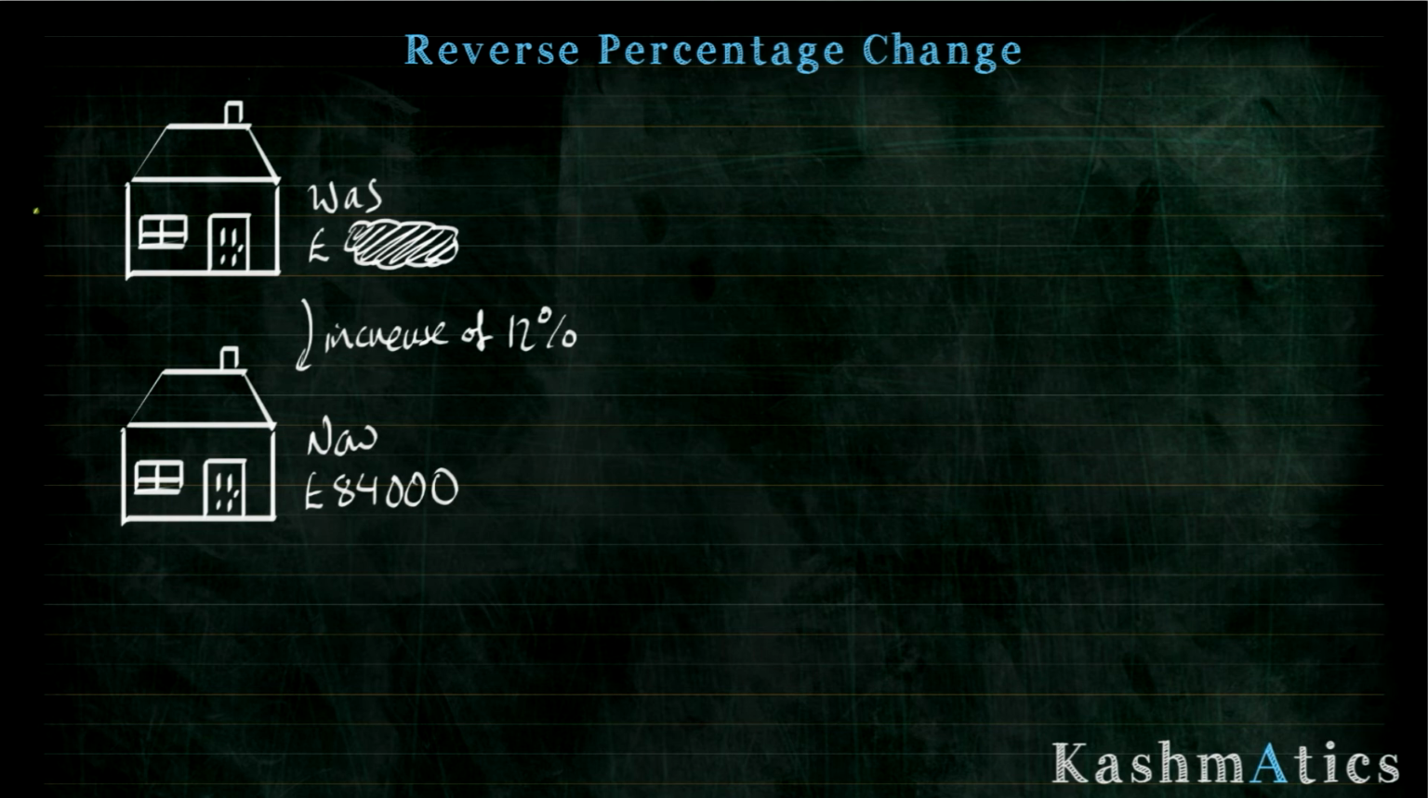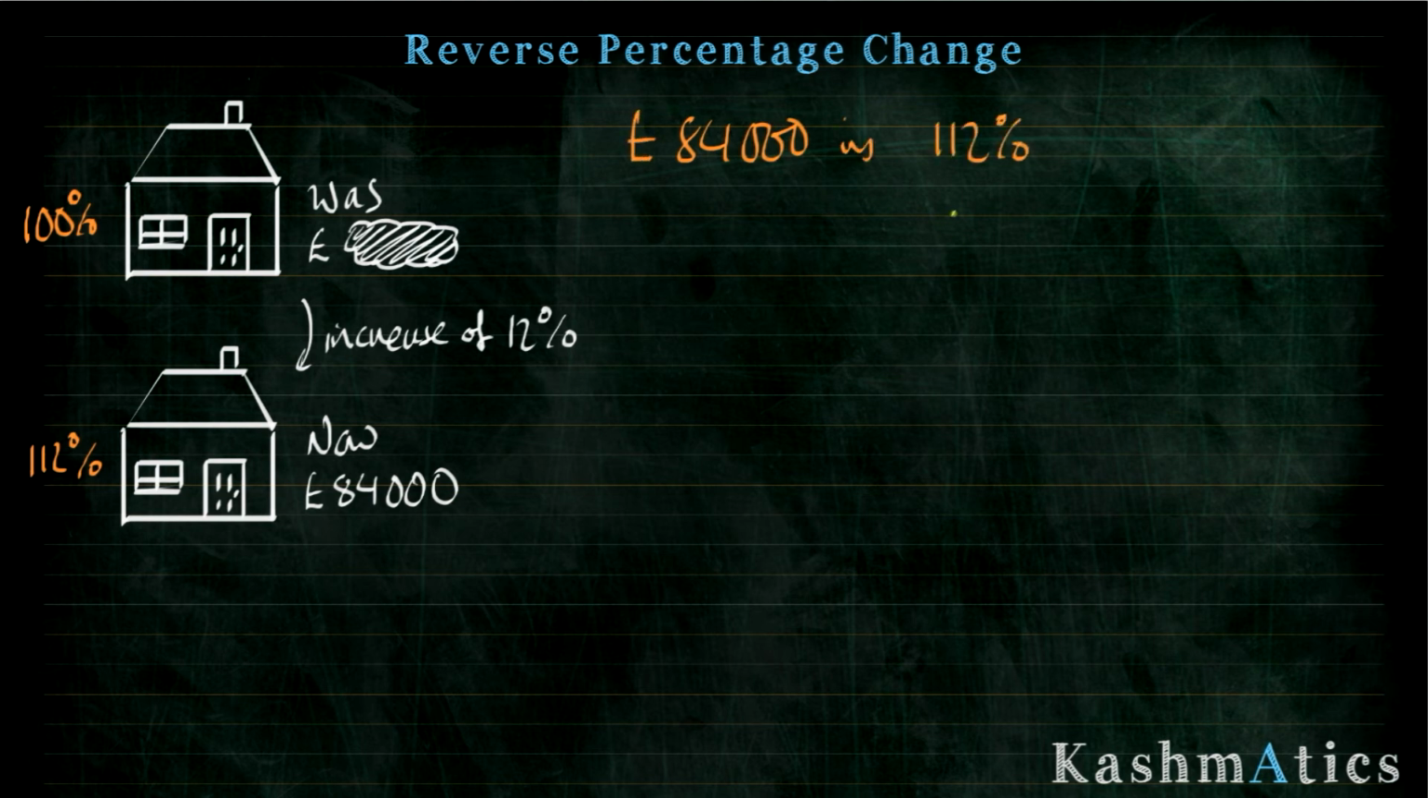So what we need to think about is this. The original value of anything is always 100%. If it's increased by 12%, it's now 112% of the value it was in the first place. Now that means £84,000 is 112%.